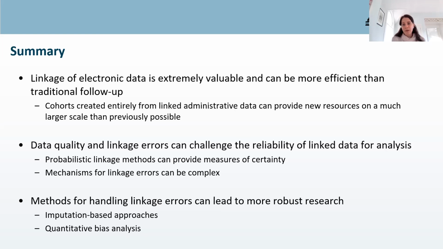Probabilistic linkage methods can be useful to give us measures of certainty, but we need to keep in mind that mechanisms for linkage errors can be complex, and to try and really think through the implications of that for our analysis. And then methods for handling linkage errors are available, as are guidelines for how to report linkage studies in a transparent way.